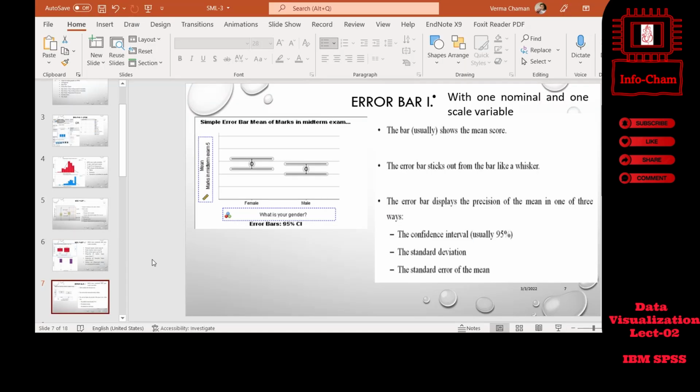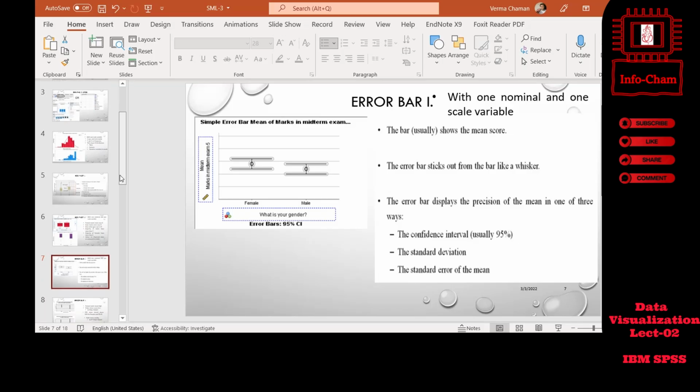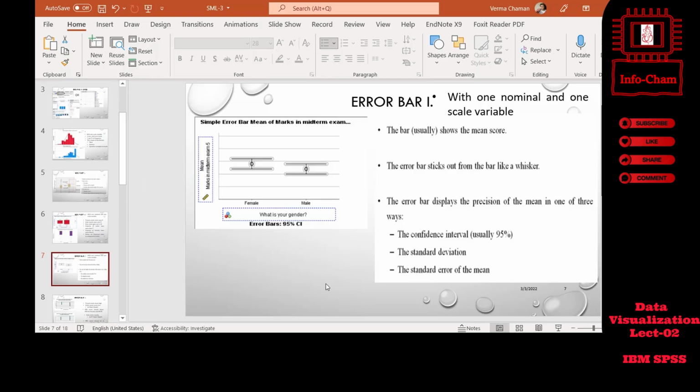Now next is the error bar. Okay, error bar, I would like to also show you, because there are two types of bar, remember, in data analysis. One can be the simple bar, the second can be the error bar. I will discuss the two together, but the simple bar you know very well. It is very simple, but we have to think about the error bar actually.